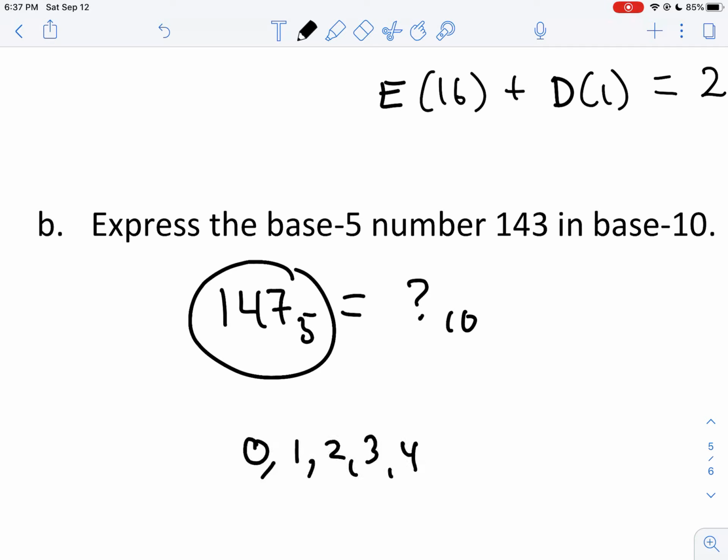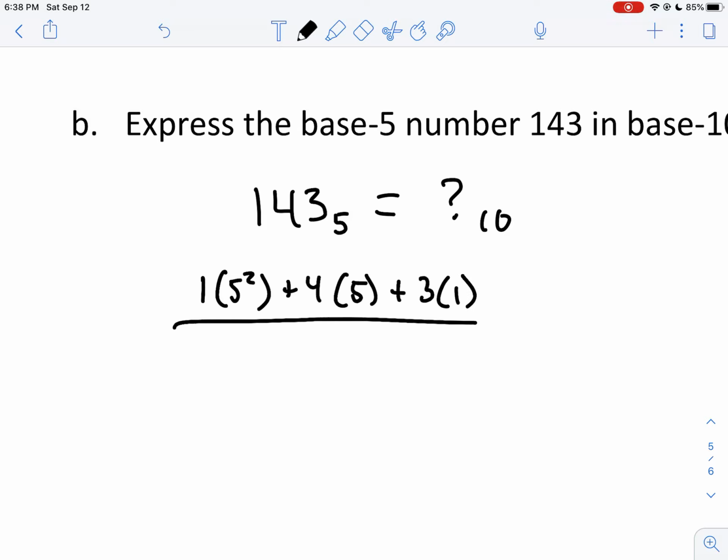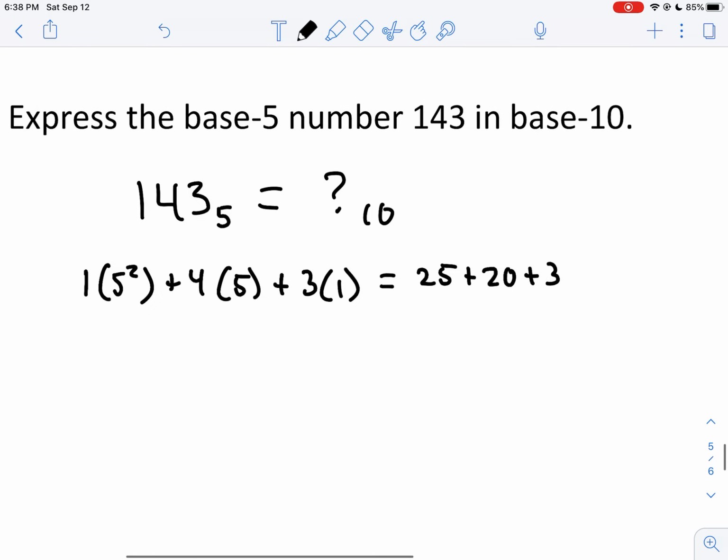Okay, well, let's work right to left. The 3 represents how many 1s there are, the 4 represents how many 5s there are, and the 1 represents how many 5 squares there are. We just do powers of 5. So you could read this as 1 5 squared plus 4 5s plus 3 1s, and do our traditional arithmetic on this to figure out what number we get. Well, that's 25 plus 20 plus 3. That's 45 plus 3, we get 48. So that answers our question. 1, 4, 3 in base 5 is the same thing as 48 in base 10.